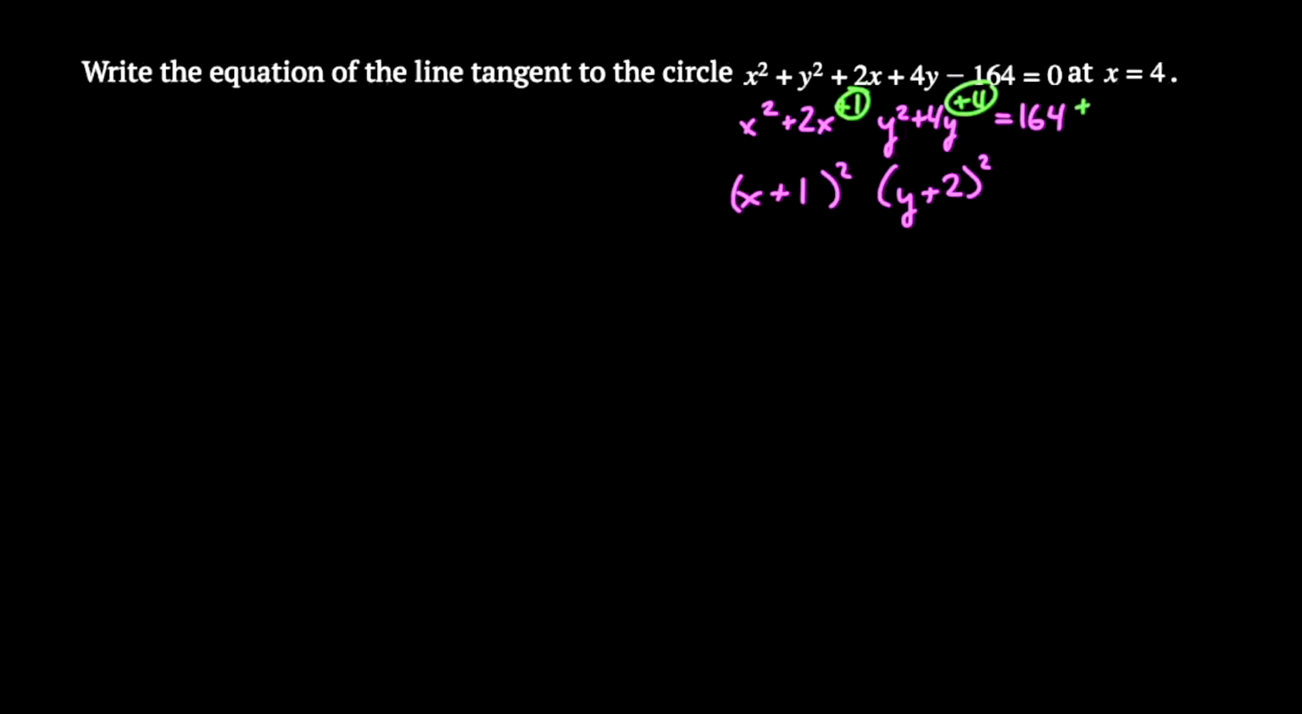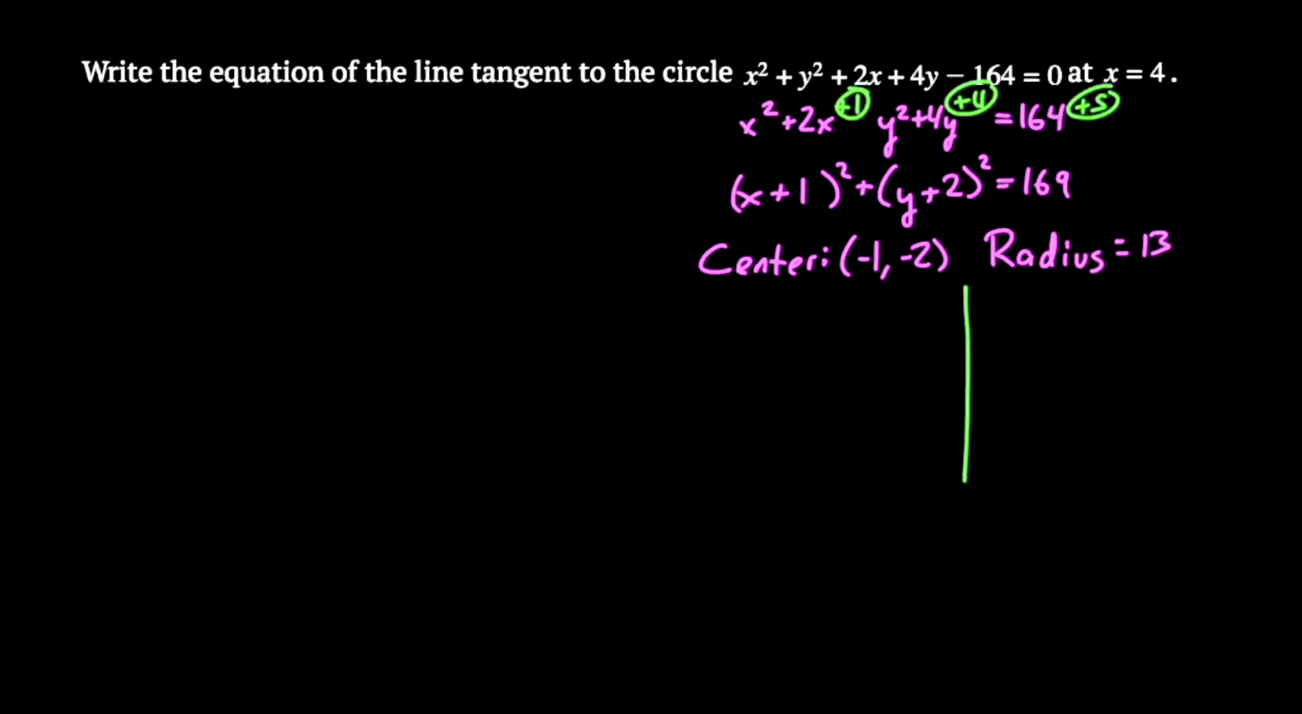So now I've got to add 5 to the other side, because 1 plus 4 is 5. So that gets me 169, and then keep a plus sign in the middle over here. So I can see the center of the circle is going to be -1, -2. Again, make sure the signs are opposite. And the radius is whatever the square root of 169 is, which is 13.